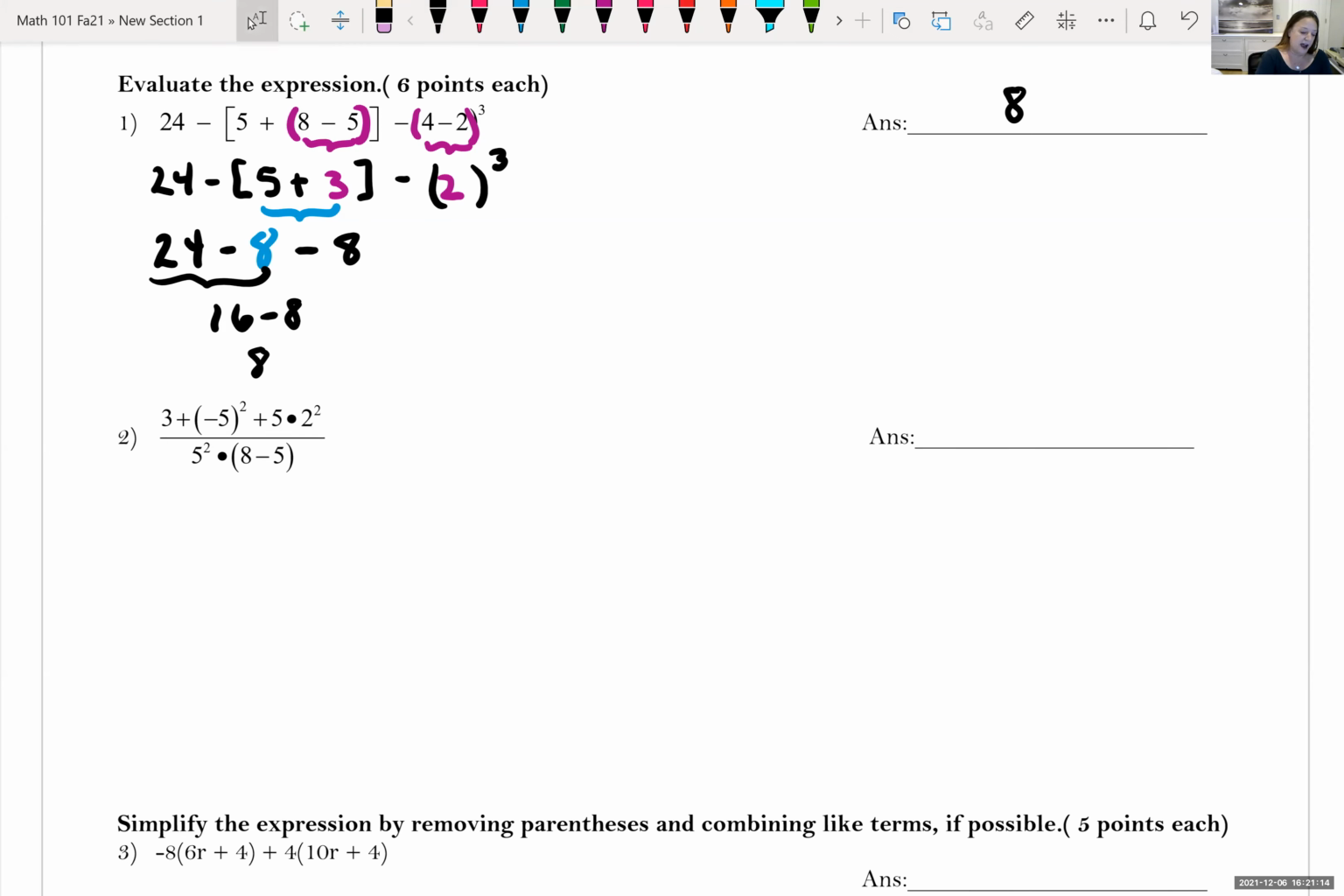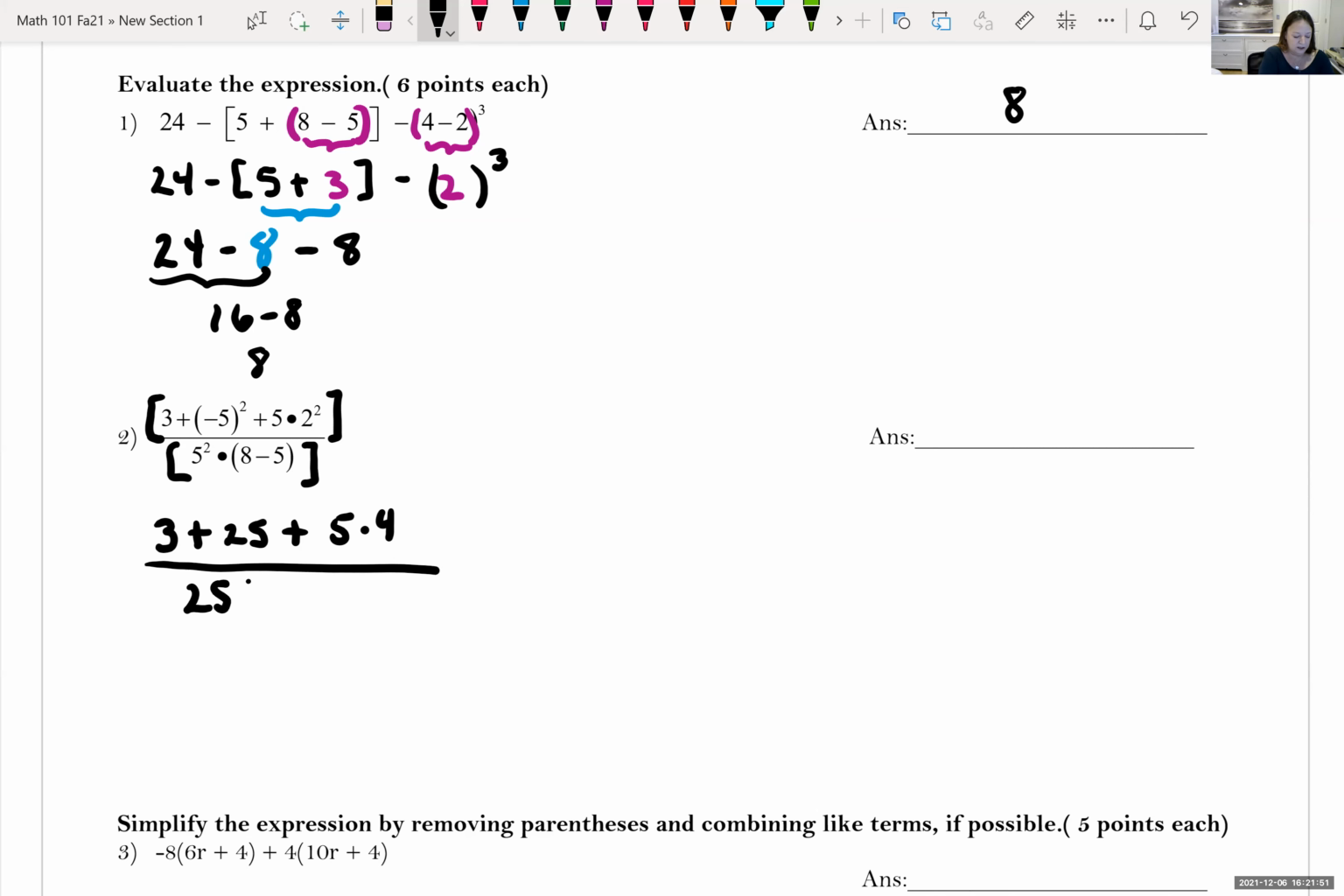Okay, so now we have a rational expression. So we have a fraction. Treat that fraction as division. And we want to treat that numerator as there's a parentheses around it. And we want to treat this denominator like there's a parentheses around it. And so looking at this, on the numerator, we have 3 plus, well, if I square negative 5 times negative 5 is 25, plus 5 times exponents come before multiplication. So 2 squared gives us 4. All over, well, 5 squared in the denominator, that's 25. All times 8 minus 5 inside that parentheses gives us 3.